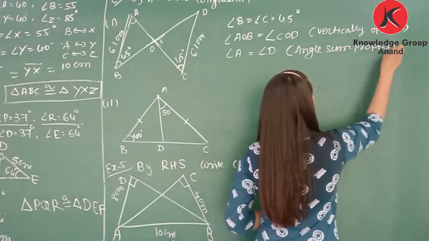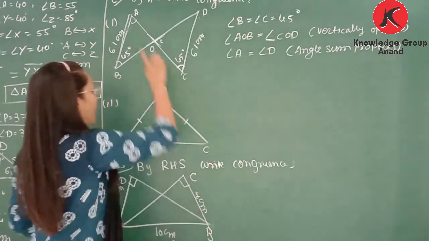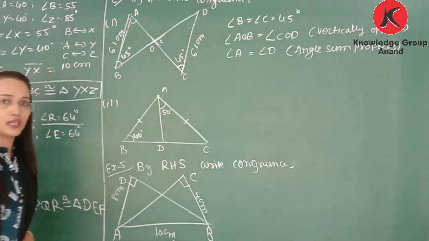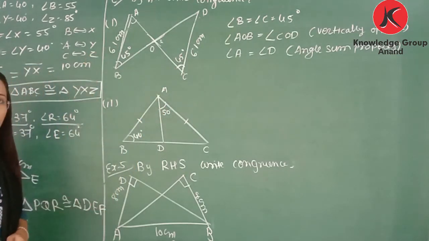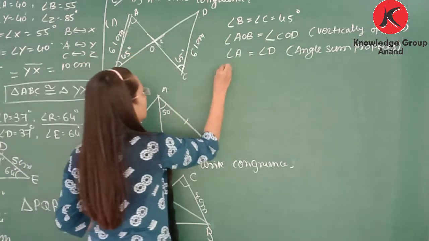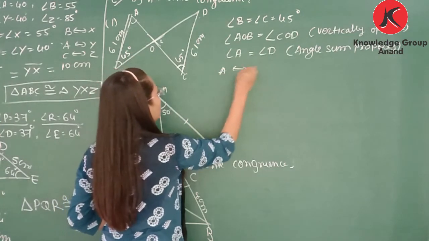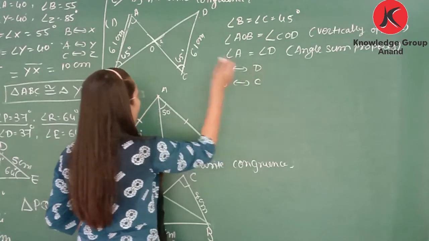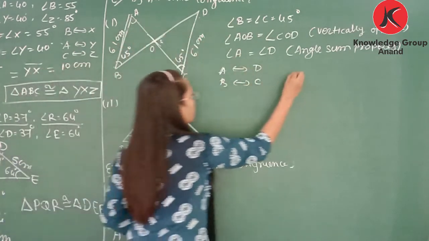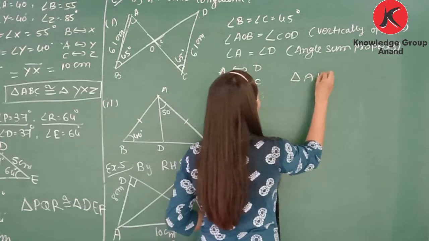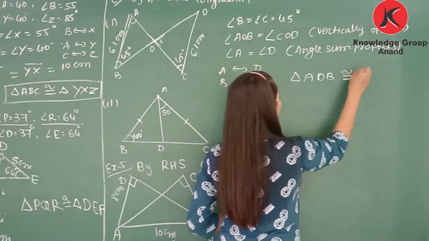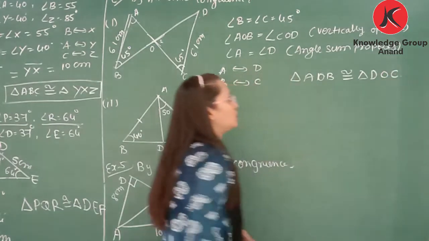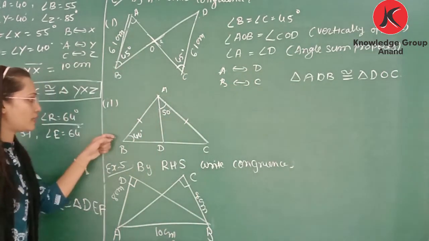Now we can write that angle A and angle D are equal, the side is equal, and B and C are equal. It means we can apply the angle side angle criterion. So here A corresponds to D, B corresponds to C, and so you can write triangle AOB is congruent to triangle DOC. Clear? Now next one.